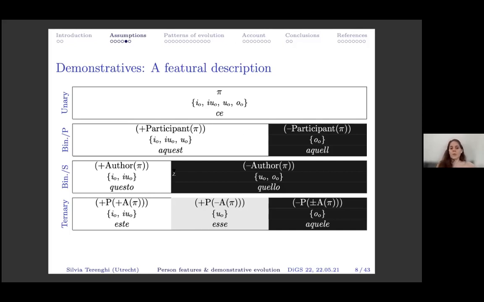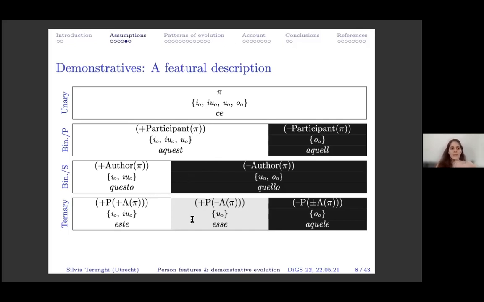Then, if only one feature composes with pi, we have the second and third tables. In the first case, it's plus minus participant, and we derive participant-based binary systems, such as the one that I mentioned before for Catalan. And if we have plus minus author, we have a speaker or author-based binary system, such as the one of Italian, that is the same as for English, say.